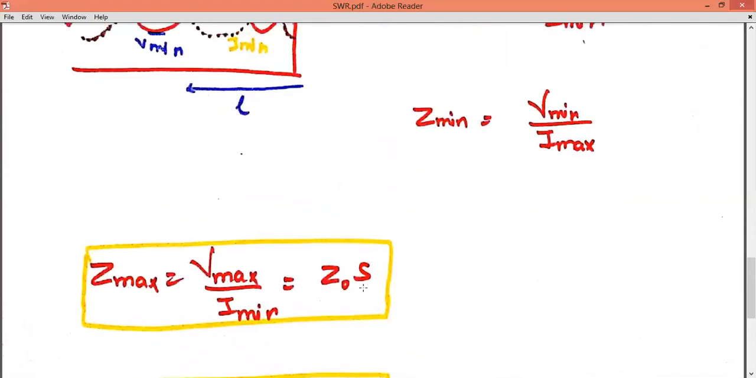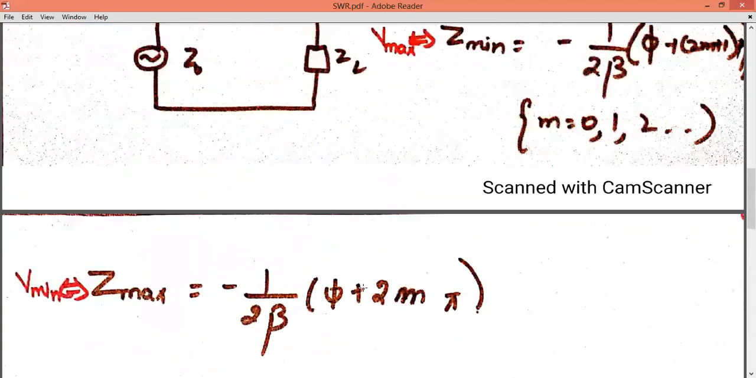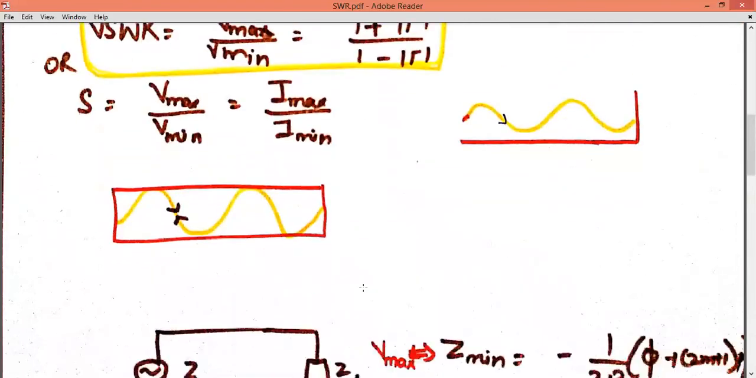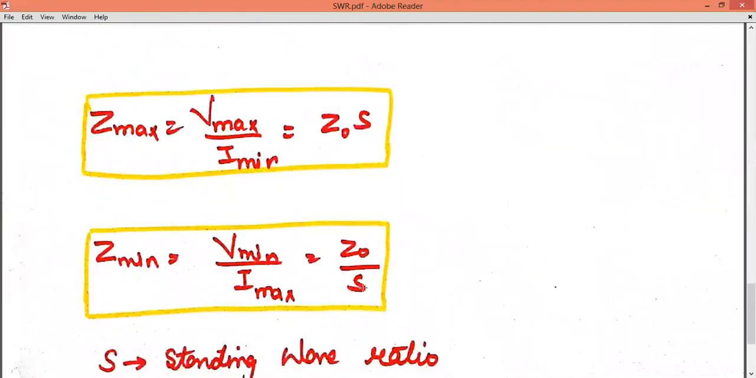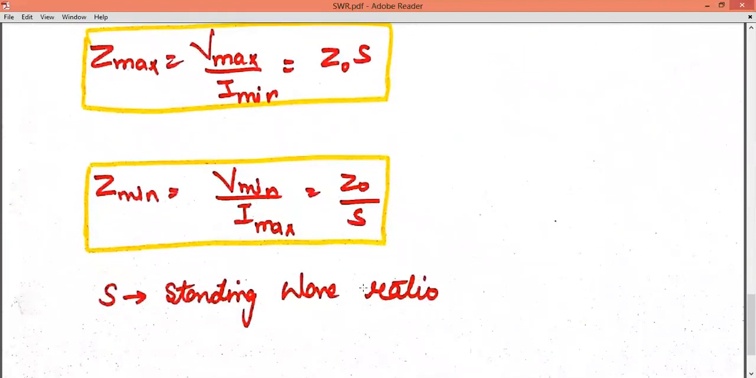We have just studied the standing wave ratio and how we are going to represent it. This is the practical view and this is the relationship between V and I. So this is it in this topic. We are not going into more detail in this.